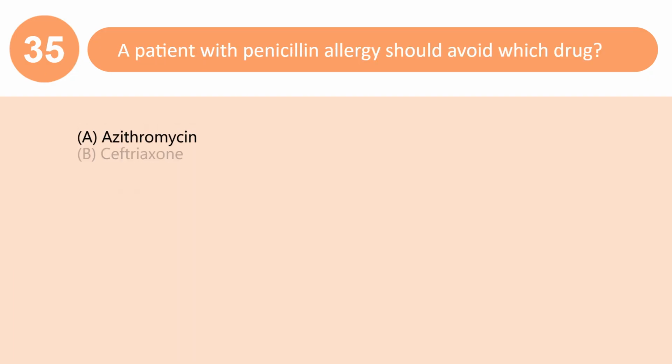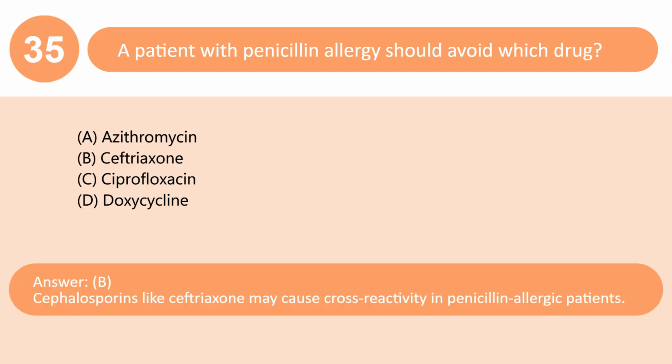A patient with penicillin allergy should avoid which drug? A. Azithromycin. B. Ceftriaxone. C. Ciprofloxacin. D. Doxycycline. Answer B. Cephalosporins like ceftriaxone may cause cross-reactivity in penicillin-allergic patients.